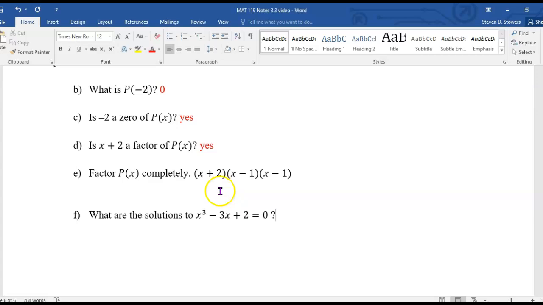So the solutions, if we want the whole thing to equal 0, either x plus 2 could equal 0, which means that x equal to -2 is a solution, or x equals 1 is a solution. So x equals 1 is a double solution, a solution of multiplicity 2.